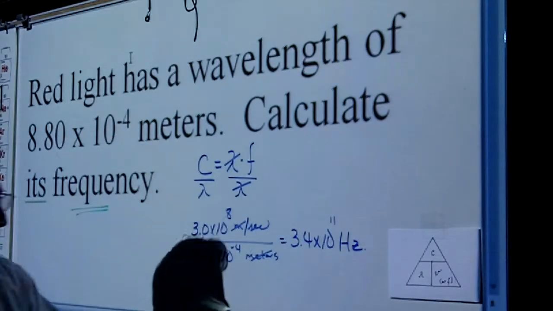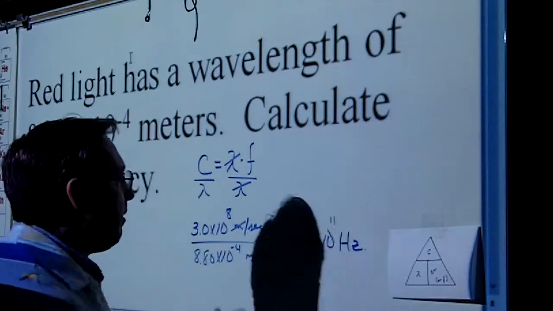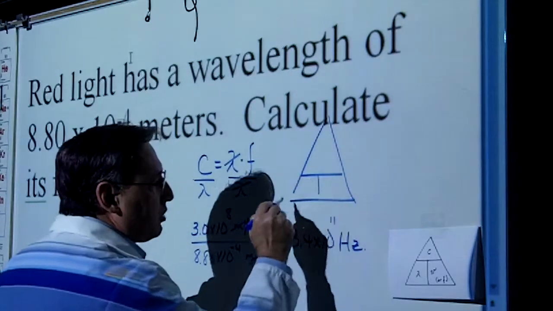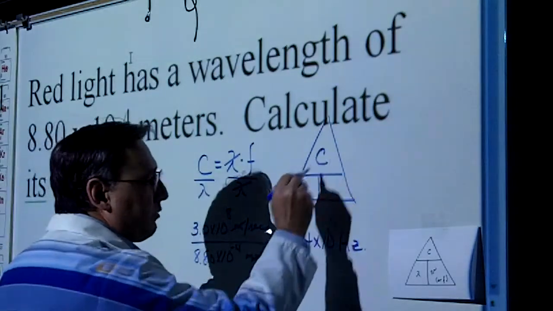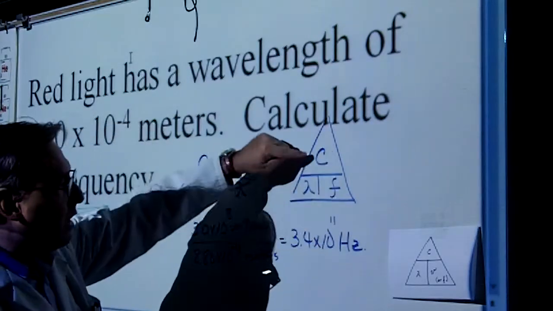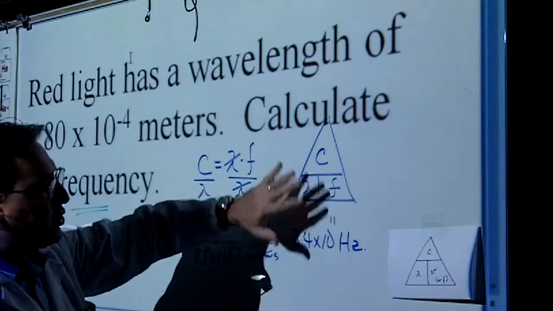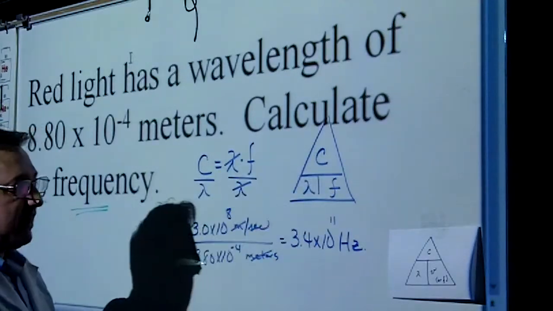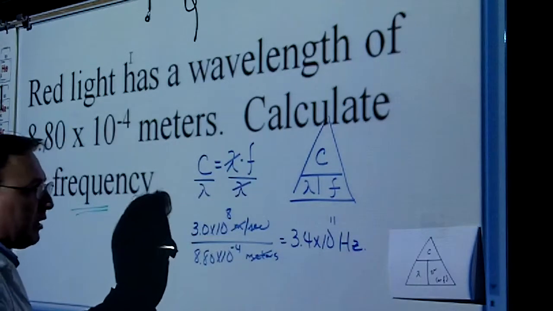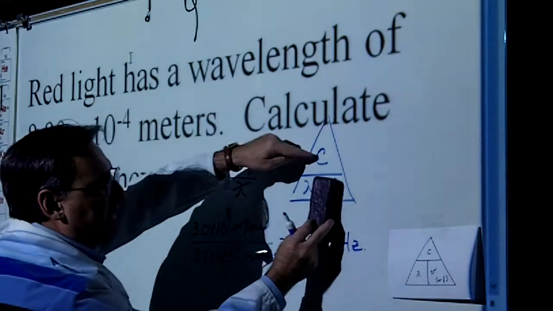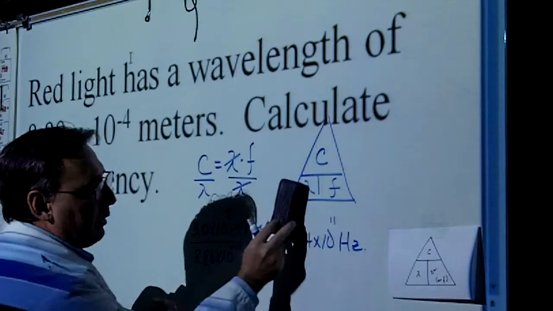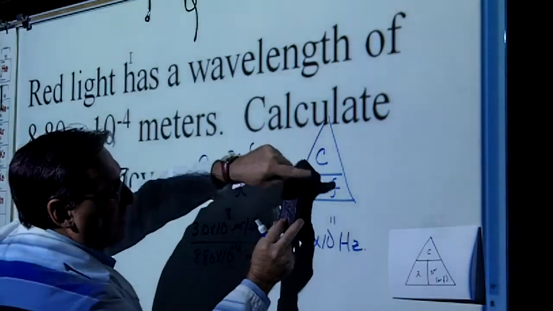I want to tell you that some people use this chart right here. I'll enlarge it just a little bit, but it makes it, for some, easier to know what to divide. We'll put a C right there, a lambda right there, and a frequency right there. Now you have to memorize the triangle, but once you memorize it, you're going to know, do I multiply, do I divide, what do I do to get at what I want? In this case, I wanted frequency, so I'll cover up frequency. That leaves me with speed of light divided by lambda. If I wanted to know wavelength, I would cover up wavelength. That would leave me with speed of light divided by frequency.